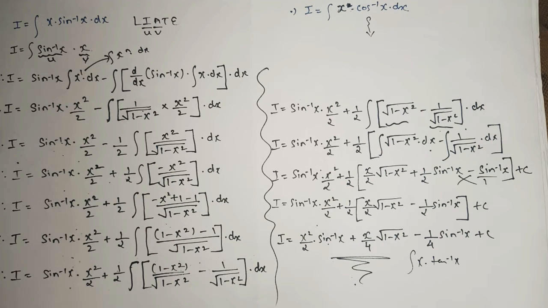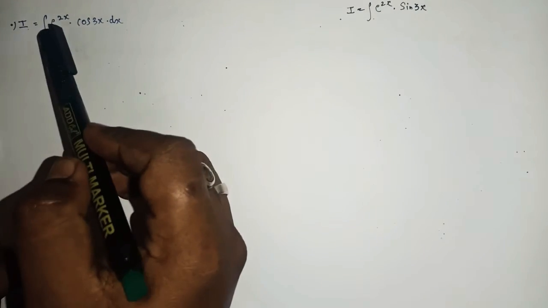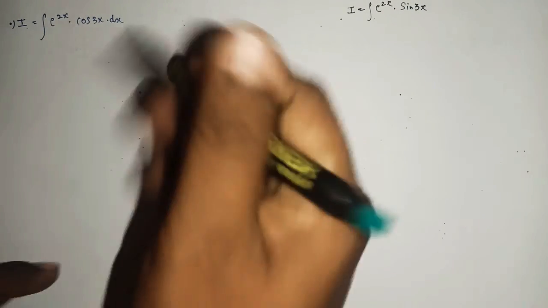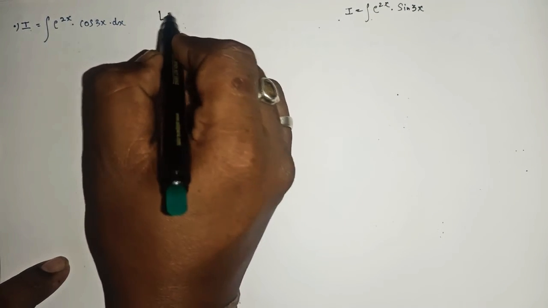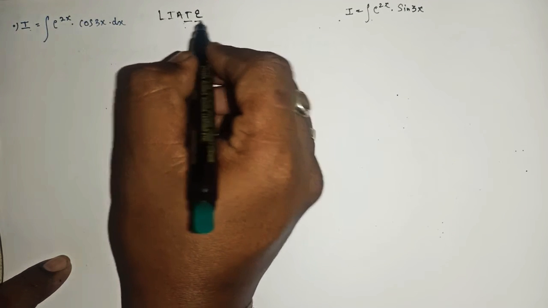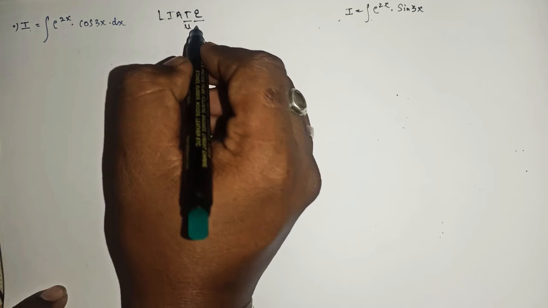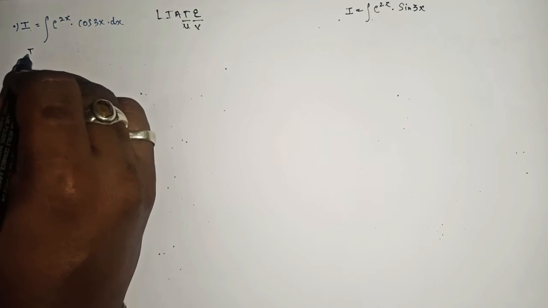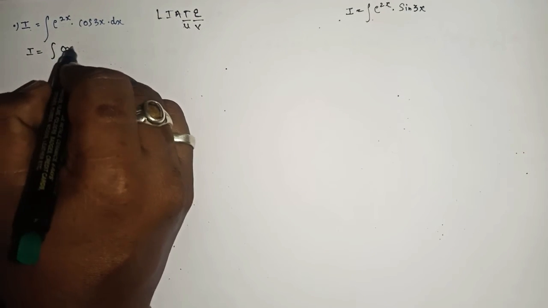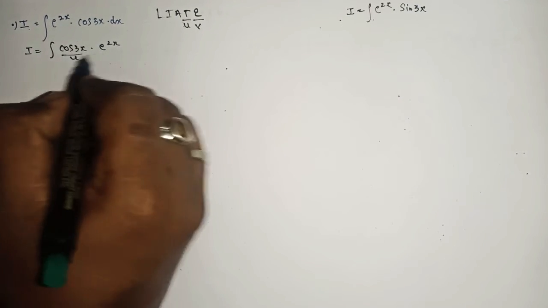based on the type number 7, that is integral u into v only. So the next sum is what? Integral e raised to 2x into cos 3x. So according to the serial order, trigo come first and then exponential. So we'll take trigo as u and exponential as v. So we can write this as cos 3x into e raised to 2x. This as u and this as v.